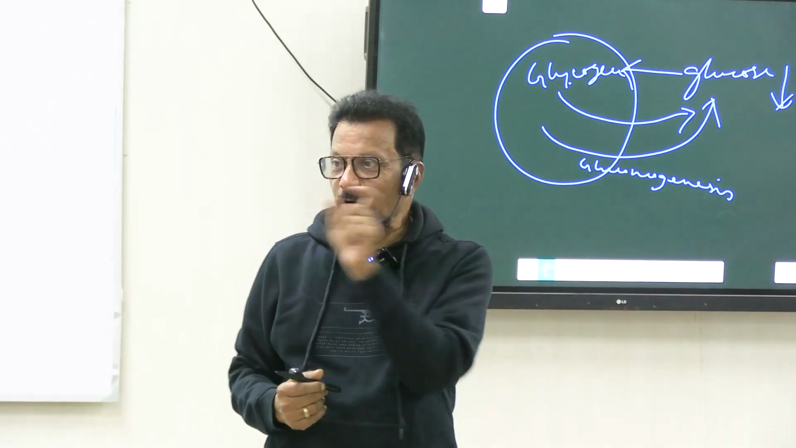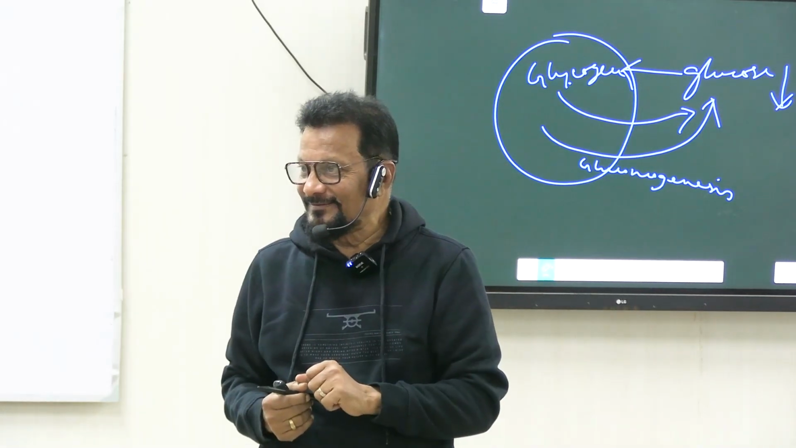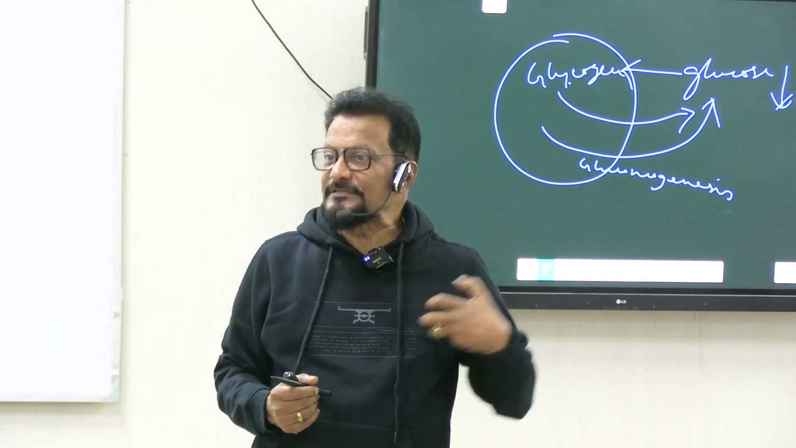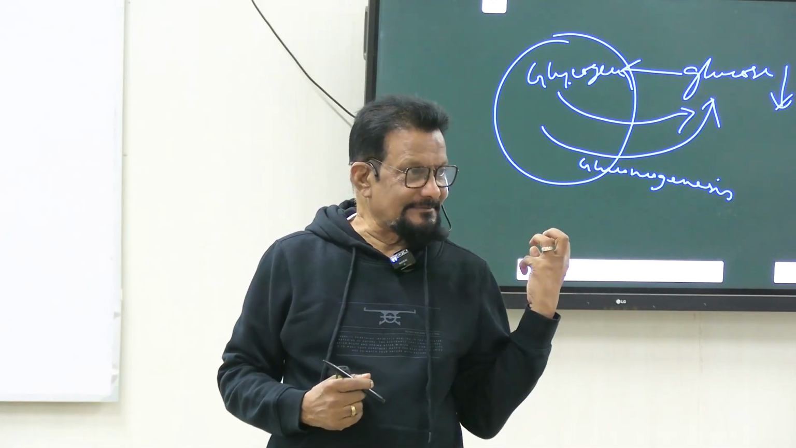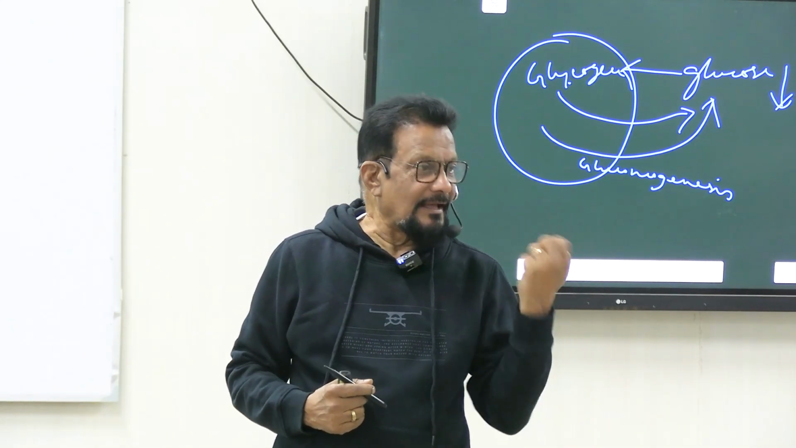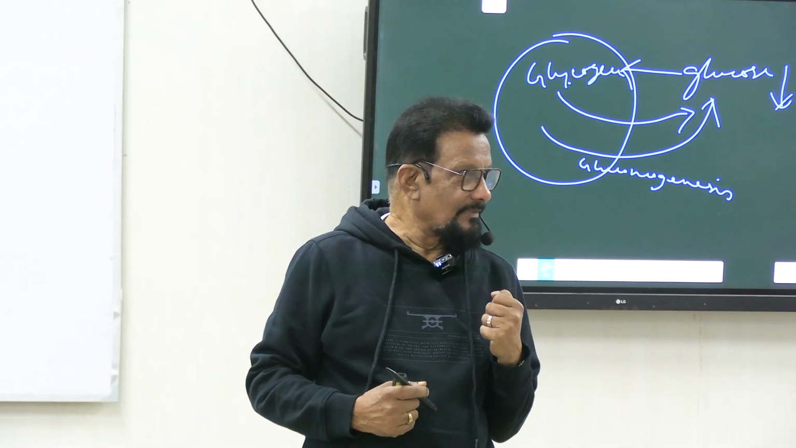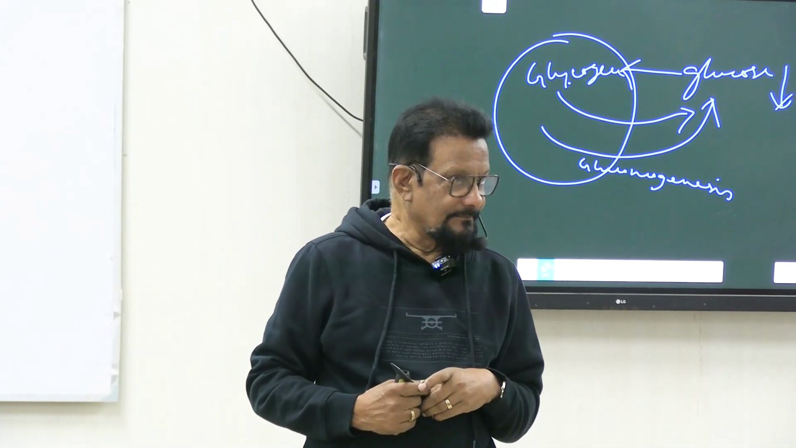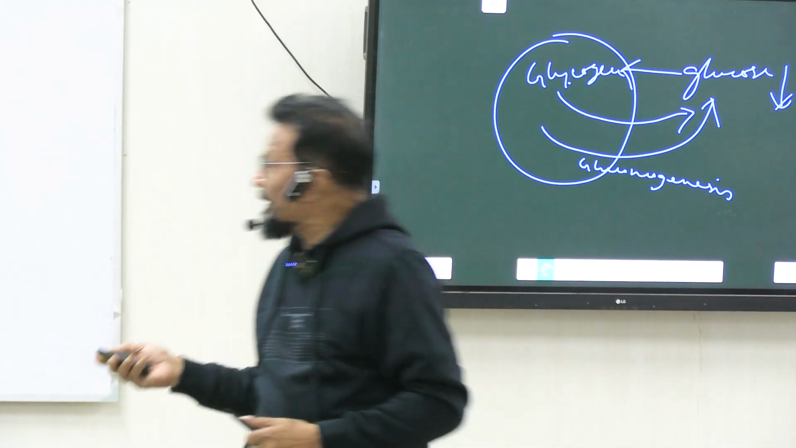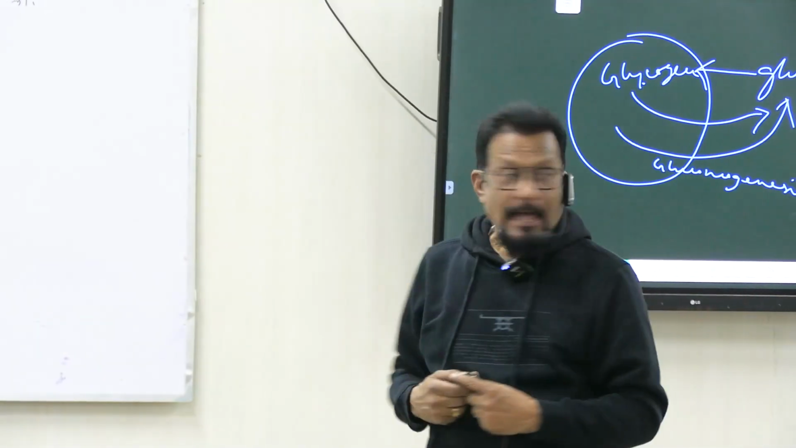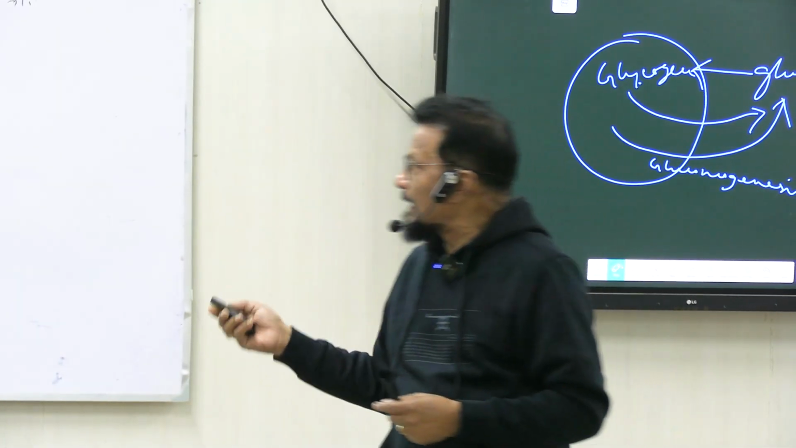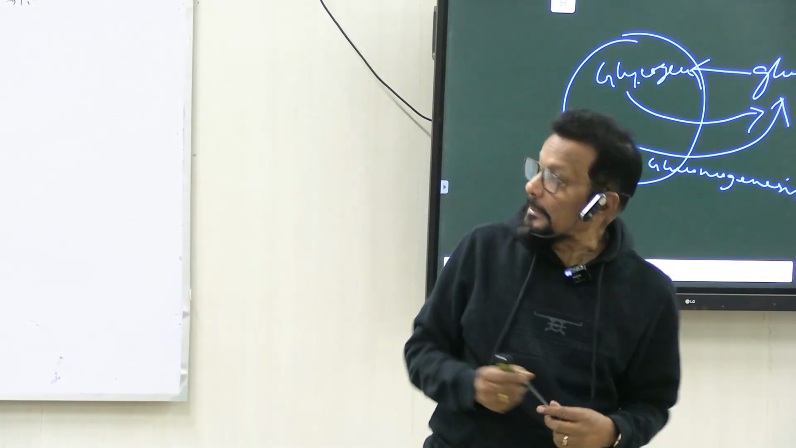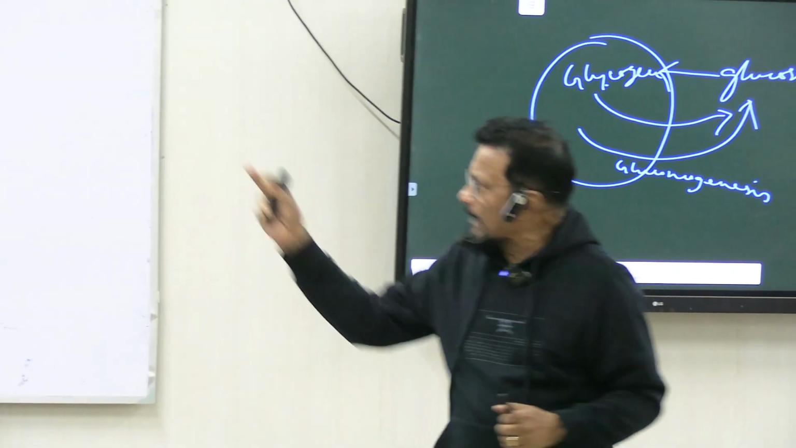Here hexoses are converted into pentoses. So these pentoses may be required by the dividing cells for DNA, RNA formations. Okay? So in this way, liver takes part in carbohydrate metabolism. Next, coming to hormone metabolism. Hormone metabolism, okay, I'll come later.